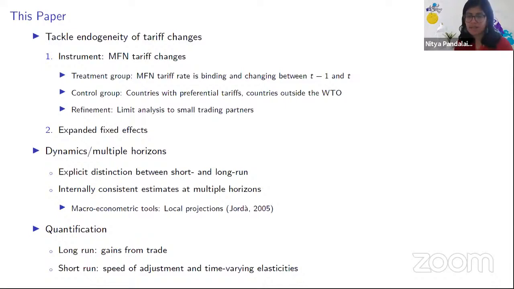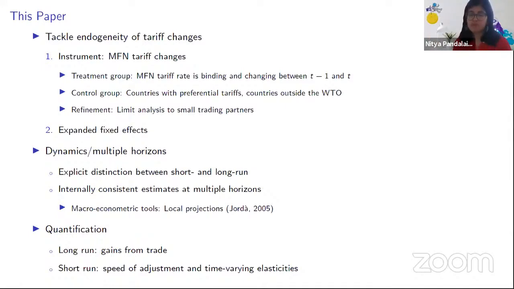And the idea here is that when a country changes its MFN tariff rate, this is going to affect all of its trade partners with whom it trades on MFN terms, which is going to be a treatment group, and the control group are going to be countries unaffected by this tariff change, which are going to be countries, for instance, within preferential or regional trade agreements. You might be concerned that even the initial MFN tariff rate change itself is endogenous and is the response to a specific trade partner in a specific product. And to take that into account, we're going to propose a refinement of this instrument, which is to limit the analysis to the less important trade partners for every MFN tariff change. I'll talk about that more in detail.